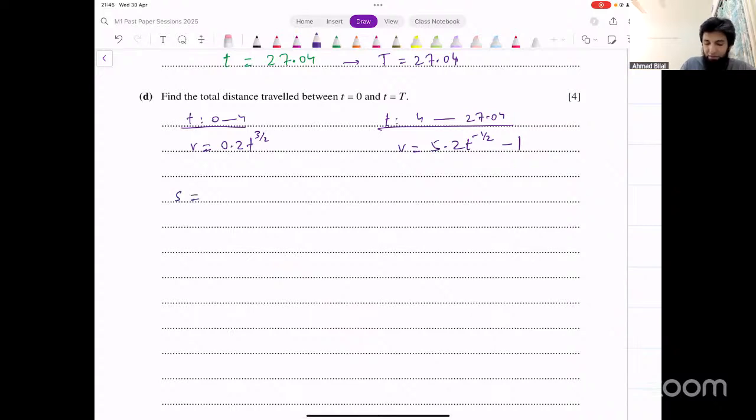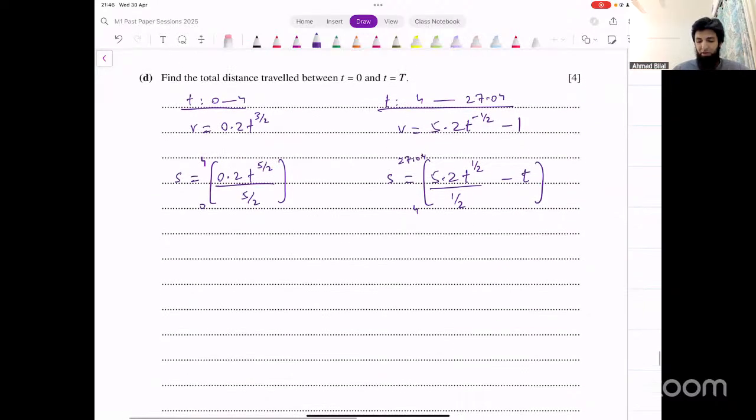S equals 0.2 into t raised to power 5 over 2 divided by 5 over 2. Input limits from 0 to 4 in this. And the second one, S equals 5.2 t raised to power 1 over 2 divided by 1 over 2 minus t. Input limits from 4 to 27.04 in this. And get the result from this. You can do that now.